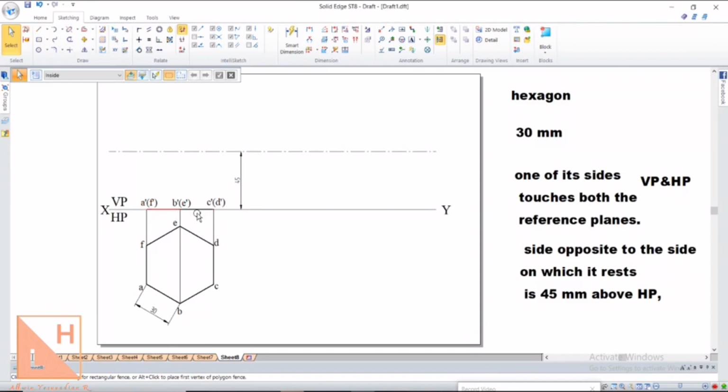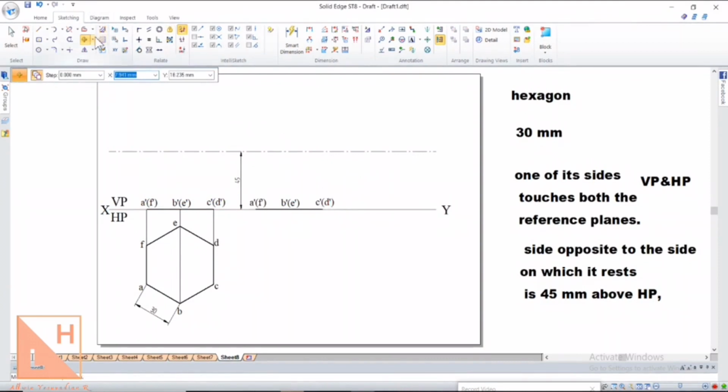So now this plane, which is looking like a line in the front view, has to be inclined so that C dash D dash touches the 45 mm locus and A dash F dash should still rest on the XY line, which we can do by using the move command. Copy this front view as it is to the next position.